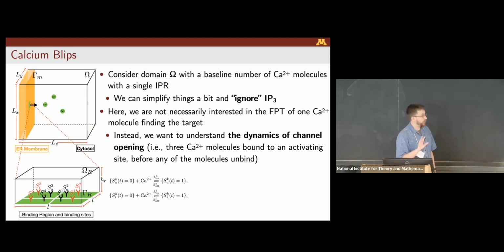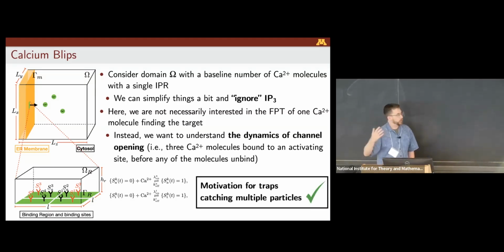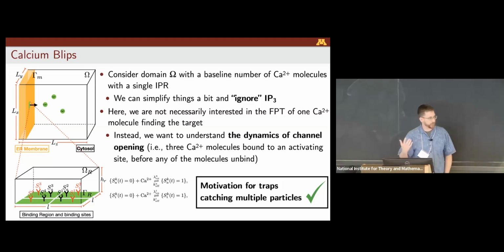I am going to simplify things for this talk. I'm going to essentially ignore IP3. I'm going to say it is either there or not there, and I'm not going to worry about the binding kinetics of IP3. But here we already see that I now have a motivation to make my life harder: traps that catch multiple particles before recharging. In this case, it's this channel, which is going to open up and cause these blips.